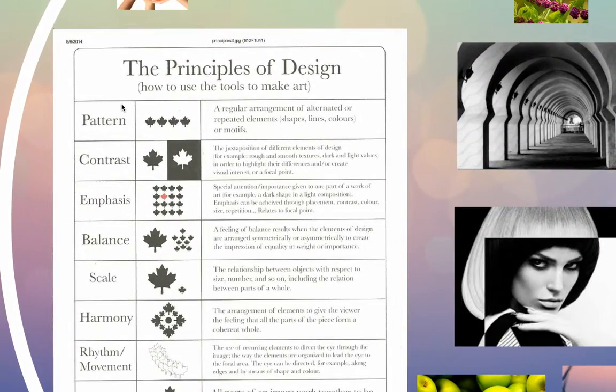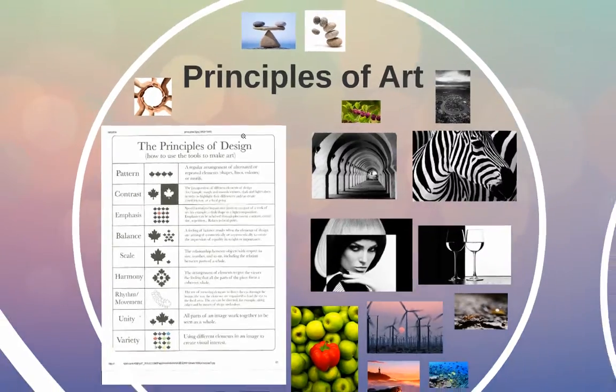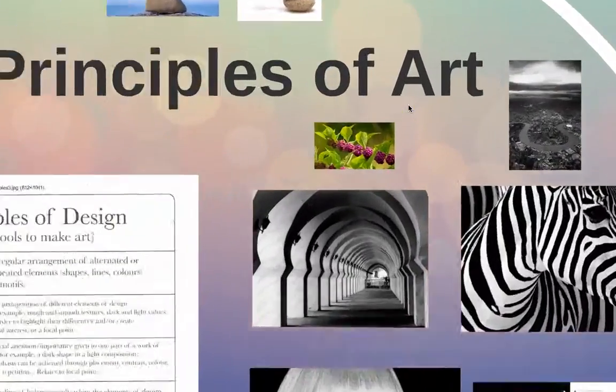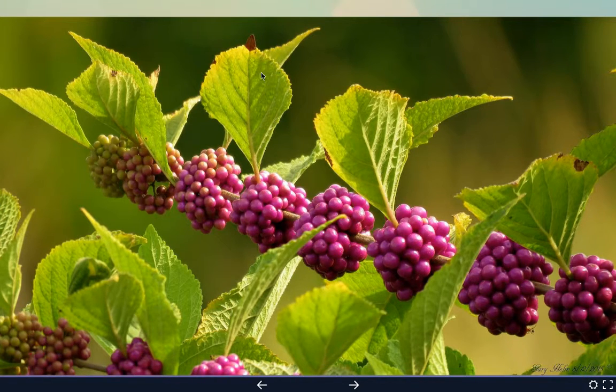Okay, pattern is the repetition of something. So it can be a lot of different things. Now, this is a good example of pattern. We have the same kind of color and shape repeating over and over again in our photograph. Same thing with these leaves, okay? We have the same thing repeating over and over again. And humans like pattern. We like looking at pattern.